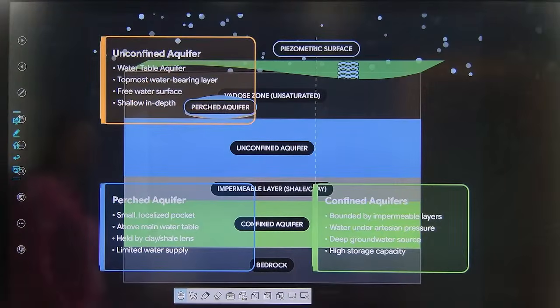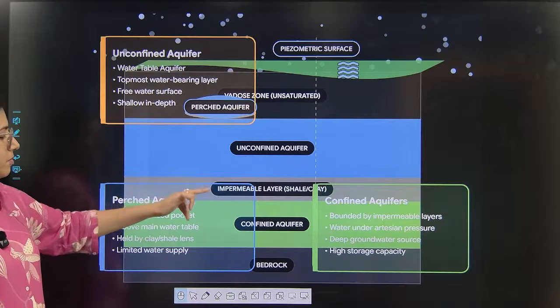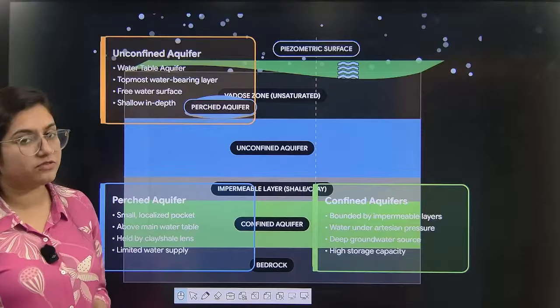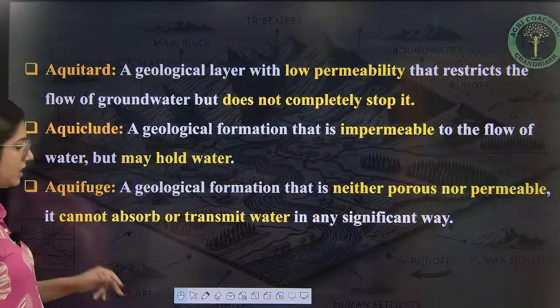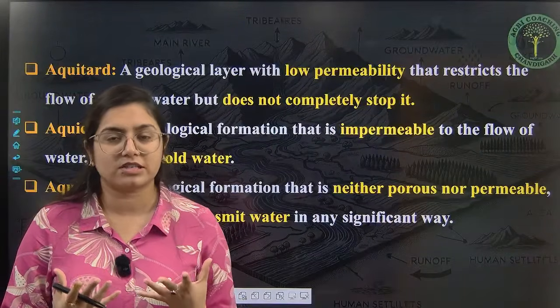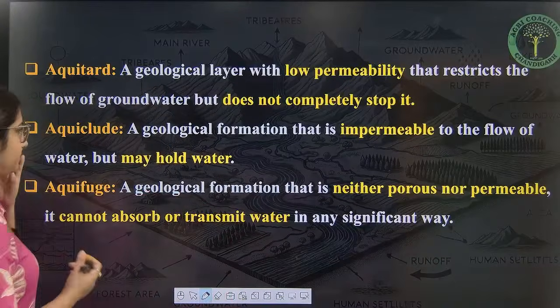This is the combined figure: the perched aquifer, unconfined aquifer, impermeable layers, the bedrock, and in between we have the confined aquifer. So these are the three kinds of aquifer that we have. Now, impermeable layers, what is this different material that is obstructing the flow of water?